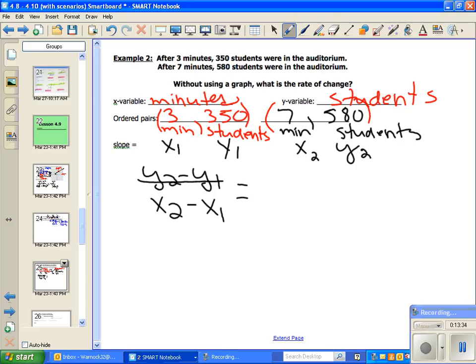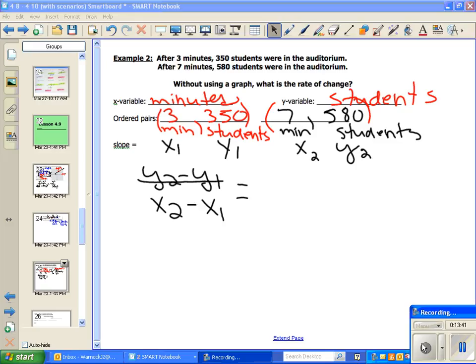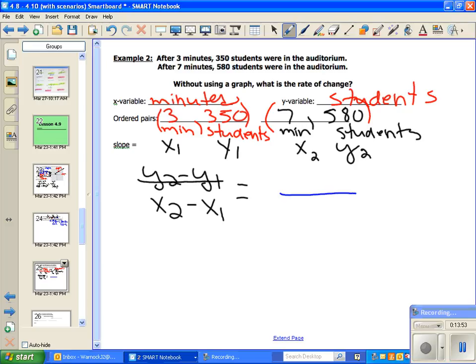It doesn't matter. If you want to call this one the second ordered pair and this one the first one, that's fine. Doesn't matter. Okay, so if we're finding the rate of change there, what 2 numbers are we going to be subtracting? Chris, go ahead.